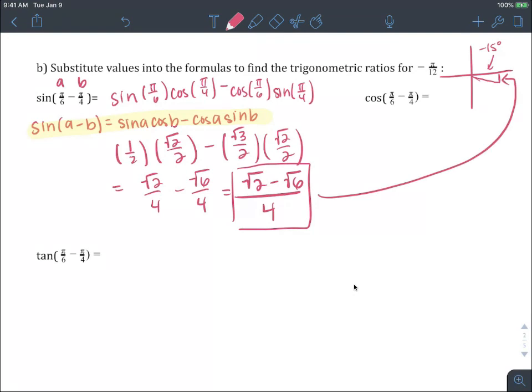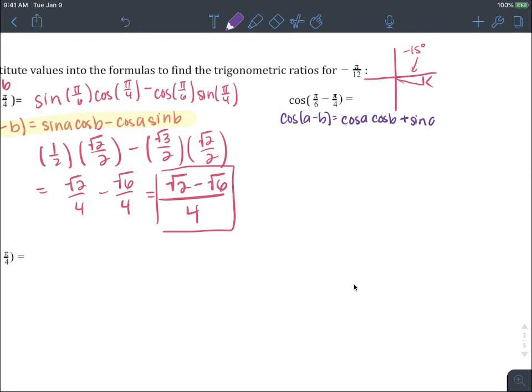Okay. So we're going to go ahead and figure out the cosine. I'm going to erase this. Same idea, but we're going to figure out the cosine. So the cosine of A minus B is equal to, these are cosine, cosine, sine, sine. So cosine A, cosine B plus sine A, sine B. So angle A, angle B.